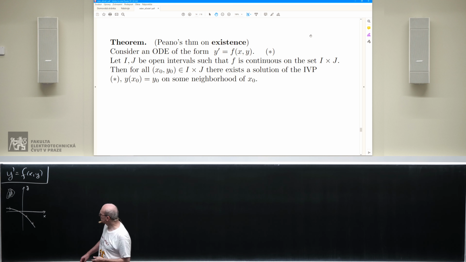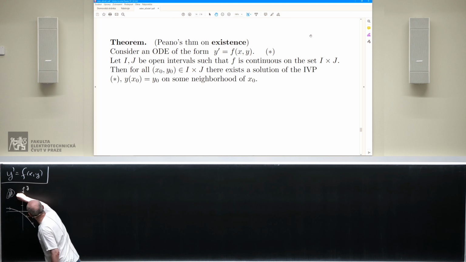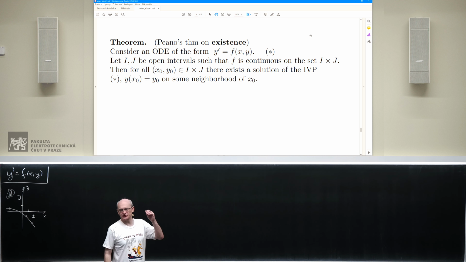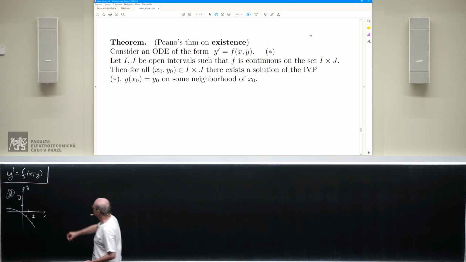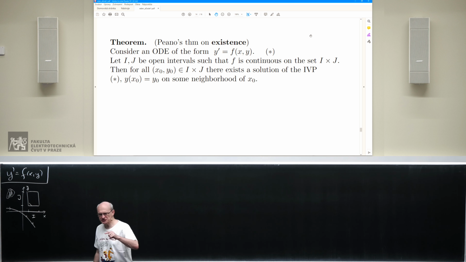So we have our differential equation of the general form, first order explicit differential equation. And now they talk about intervals, and we should imagine them along the x and y axis. So interval I could be somewhere here, and interval J could be somewhere here. And then when you form the cross product, it creates a rectangle. So we are in fact talking about rectangles in the plane. That's a rectangle, okay?